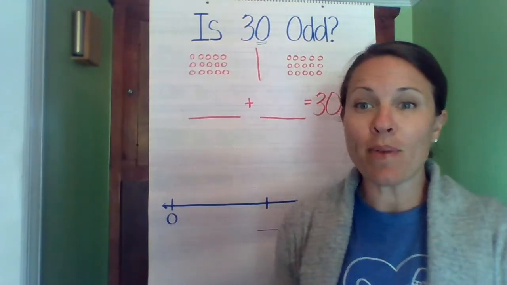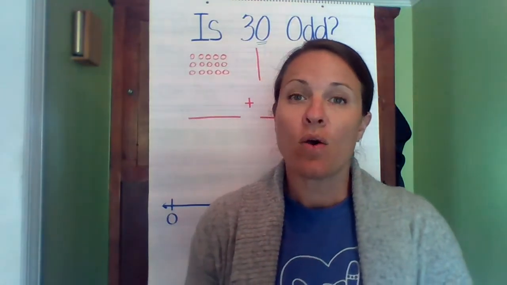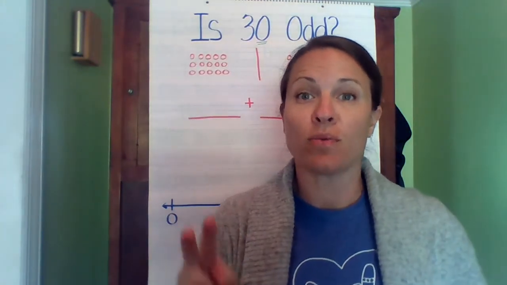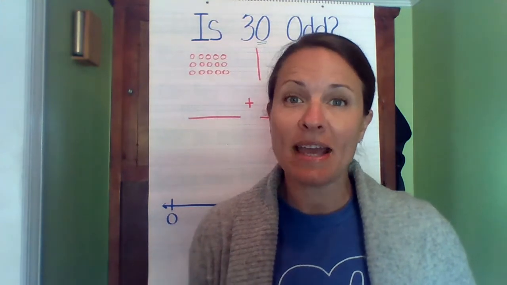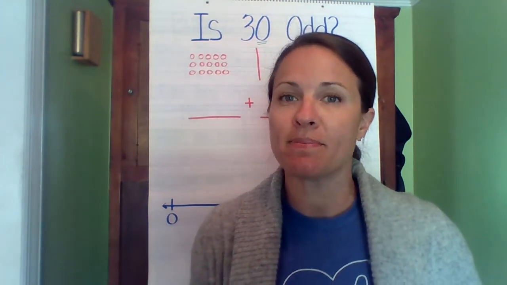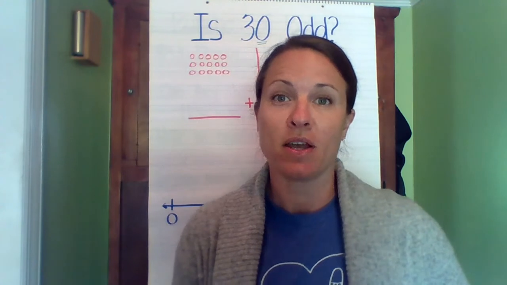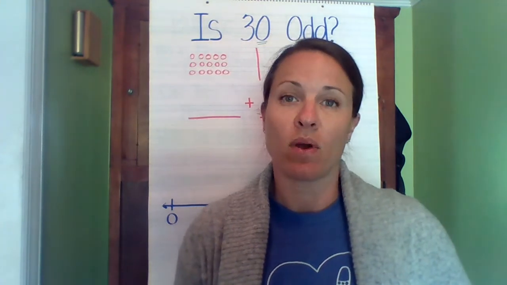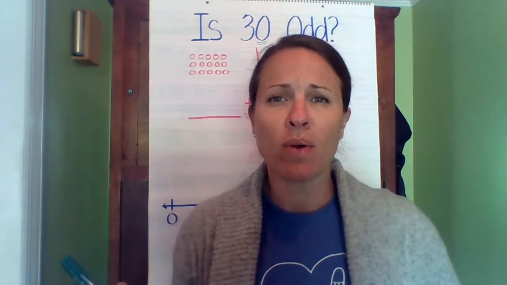So if we go back to what we just said, when we have a 2, a 4, a 6, an 8, or a 0 in the ones place, we know that it's even. So right away, we know that Sally is wrong. But it asks us to show how we know.